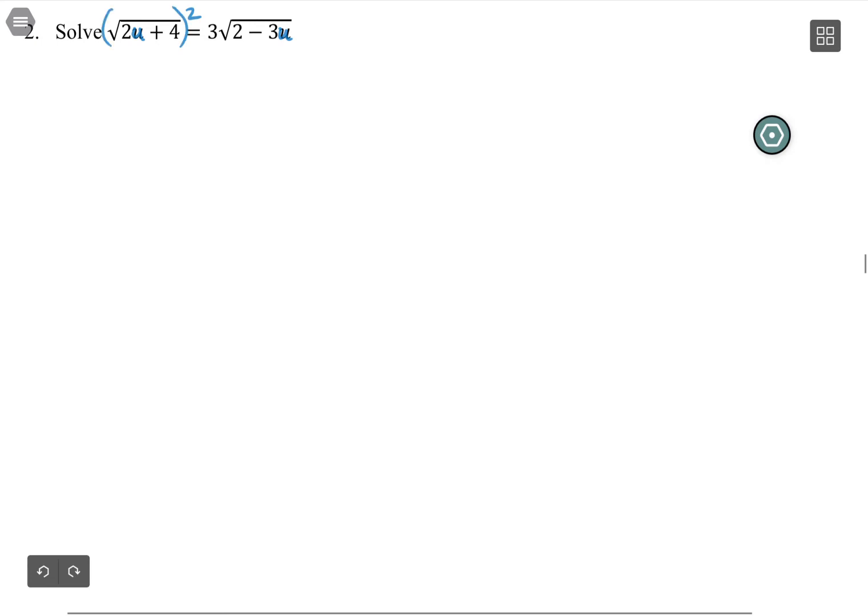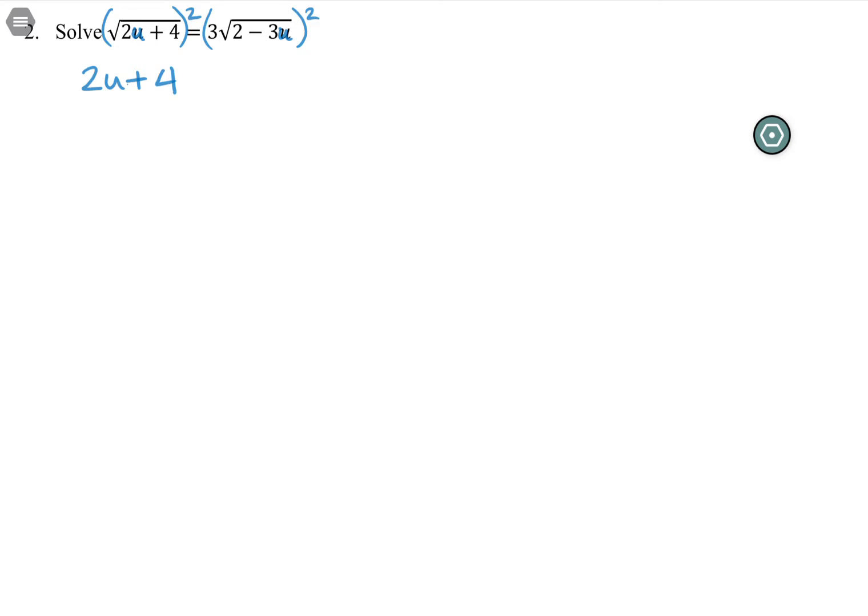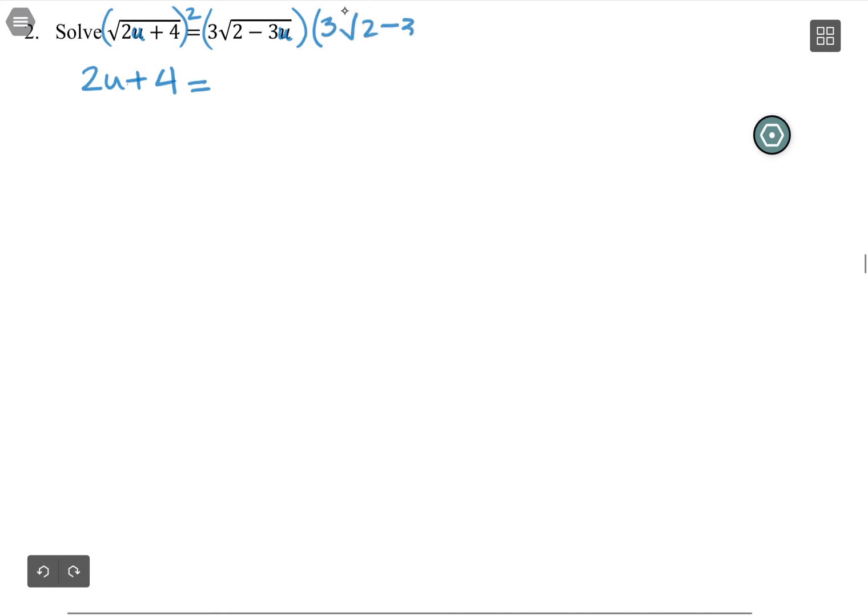I want you to be really clear on the fact that when I do that, I'm squaring the entire thing. On the left, I get just 2u plus 4 because the root and the power cancel. On the right, what you have to be careful with is that you're multiplying 3 root 2 minus 3u by itself. So you get a 9 out in front, because you have to square the 3 as well. And then when you multiply root 2 minus 3u by itself, you get 2 minus 3u, no root left over.